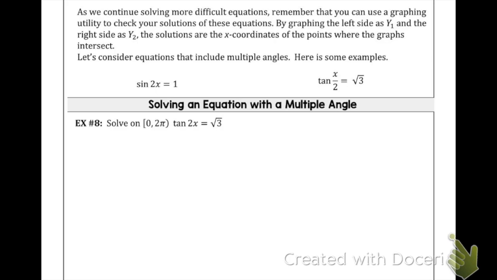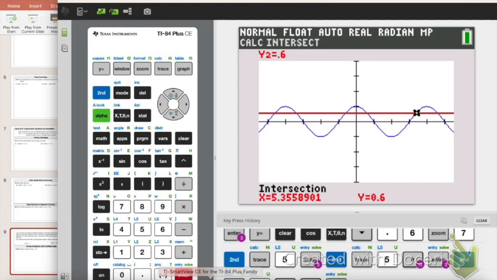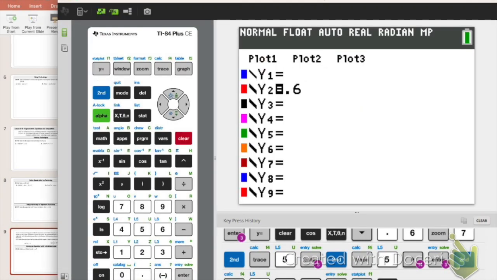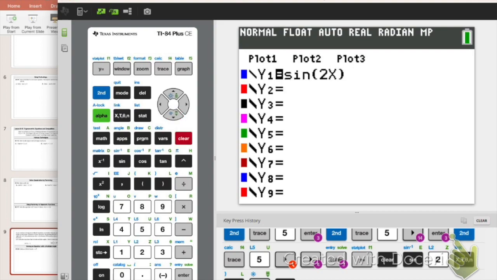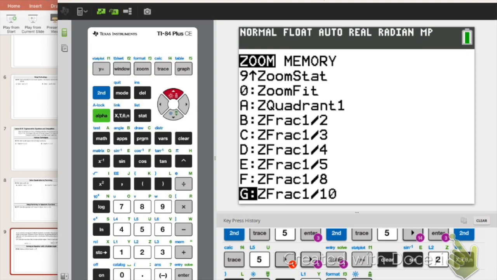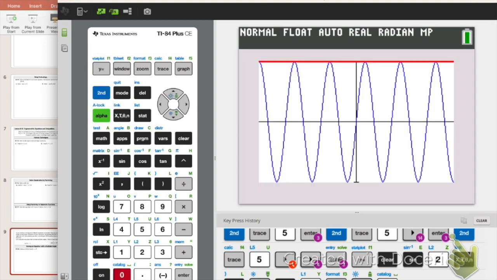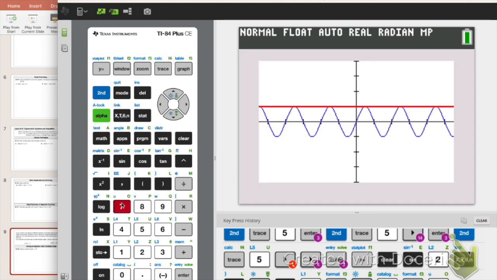So for example, if I wanted to solve sine 2x equals 1, I would just get my calculator out. There it is. Then I would type in sine 2x in my first line, because that's the left side, and then I would type in 1 here, and then I could do a zoom fit. Is zoom fit 0? I think so, yeah. I don't like that. Let's try zoom trig. Ooh, looks like we have to zoom in there really well.